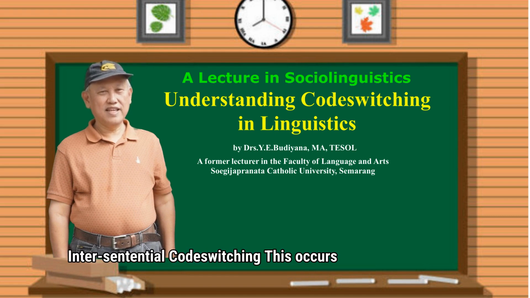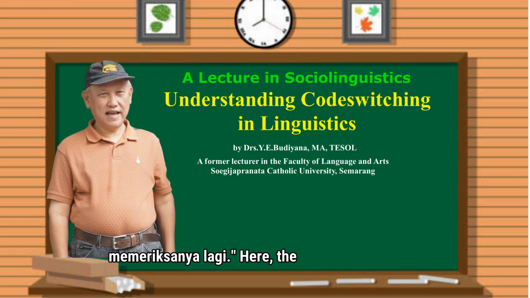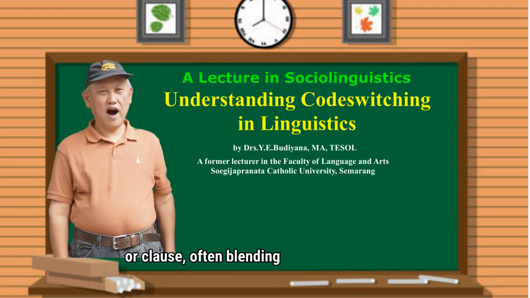1. Intersentential code switching. This occurs between sentences or clauses. For example, "I finished my homework, tapi saya masih perlu memeriksanya lagi." Here, the switch happens after a complete English sentence, continuing in Indonesian. 2. Intrasentential code switching. This happens within a single sentence or clause, often blending grammatical structures. For instance, "She loves eating nasi goreng for lunch every day." The Indonesian noun phrase nasi goreng is embedded naturally into the English sentence.